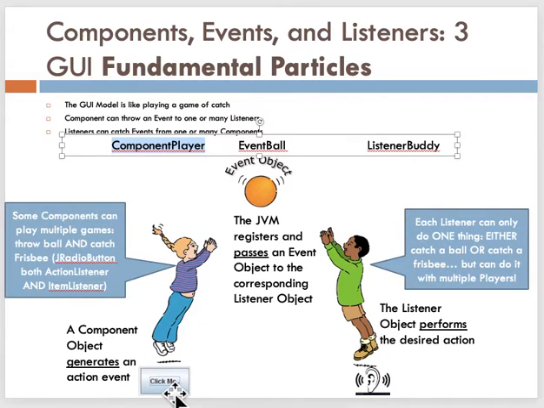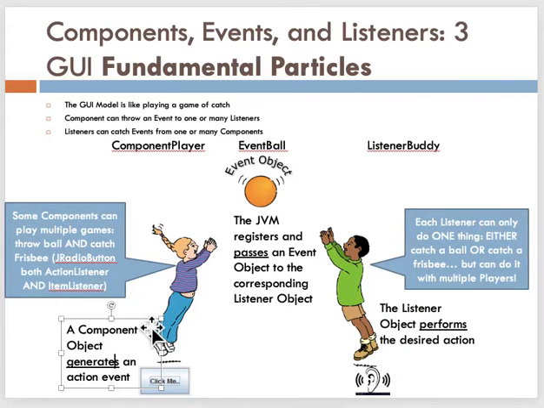So whenever an event occurs, like someone clicks the button, the component object generates an action event. It tells the underlying virtual machine, hey, I've been clicked, make an event object and throw it to my corresponding catcher, the listener object that's registered to listen for events from me. And so the JVM has registered that, and so it passes the event object to the corresponding listener object.